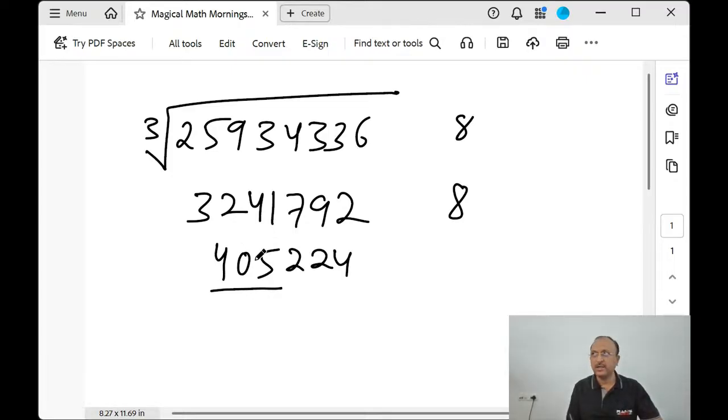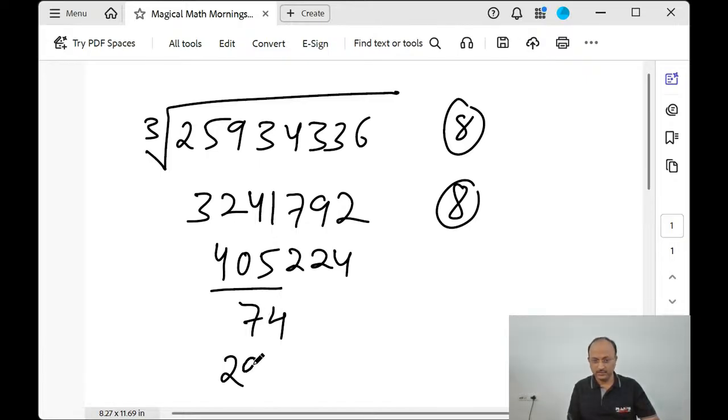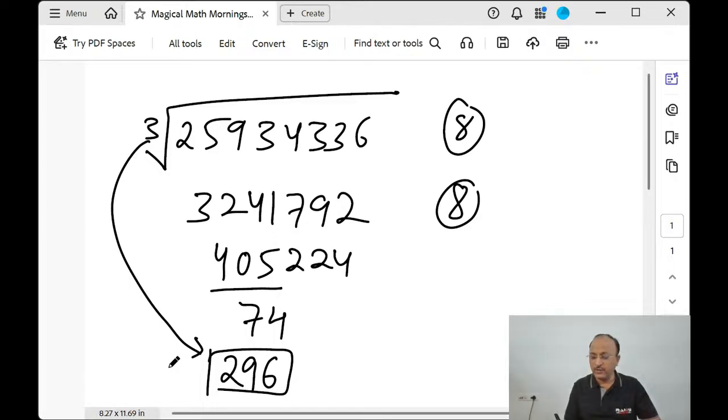This is 7 cube is 343, 8 cube is 512. So 7 we will get, 4 means 4 only. 74, instead of this 1 2, instead of this 1 2. 74 twos are 148 and 296 is the cube root of this. Now you understood how fast we can do this.